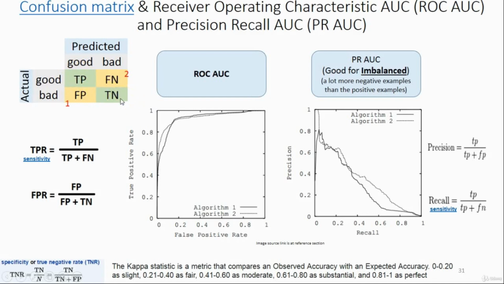But the world is not that perfect, so definitely we make a little bit of mistake sometimes. When actual is bad and we have predicted good, that is called false positive. And when actual is good and our prediction is bad, it is false negative. In statistics, these are also known as type 1 and type 2 errors. So false positive is a type 1 error and false negative is a type 2 error.